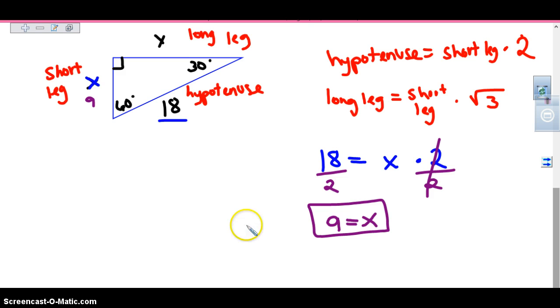So we know that the long leg is equal to the short leg times the square root of 3. That means long leg, y, is equal to the short leg, which we found to be 9, times the square root of 3.